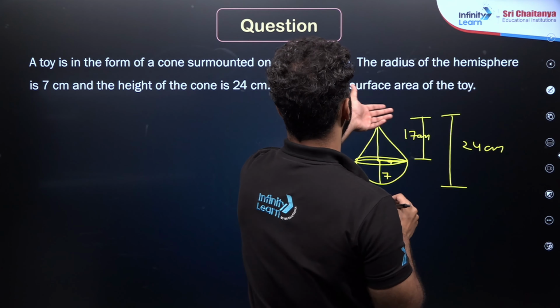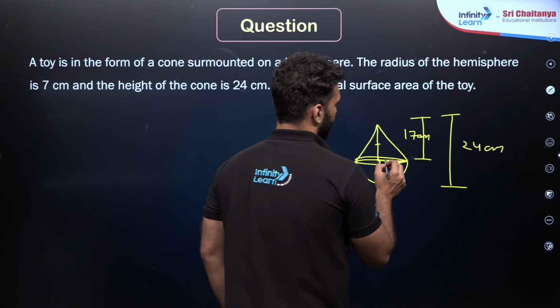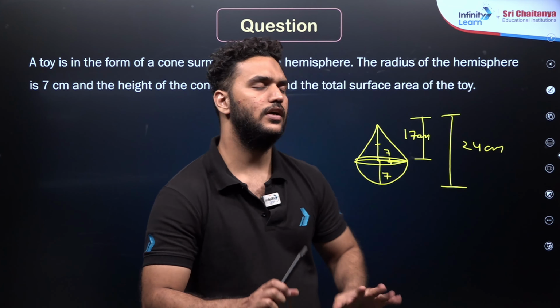But in this case we have only surface area. So for surface area we don't need height. We need radius. We have radius 7. So find the area of this cone. Total area or curved surface area?